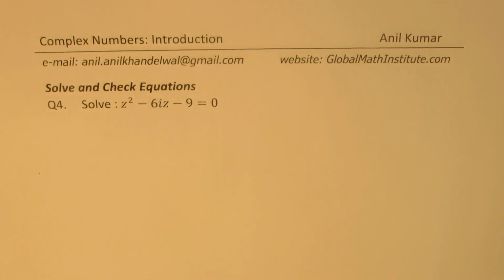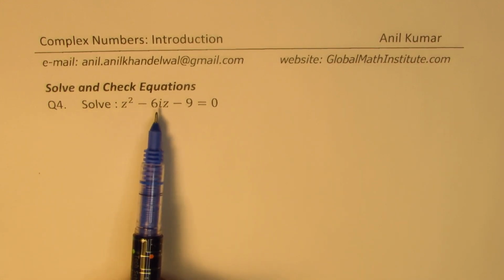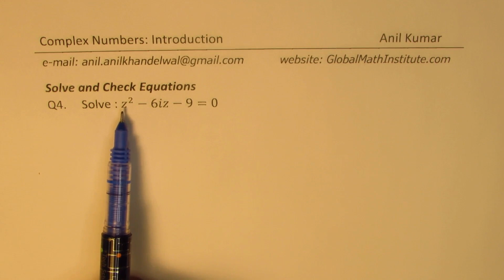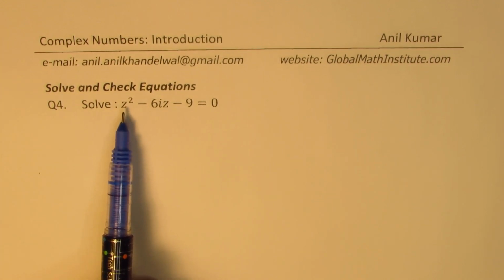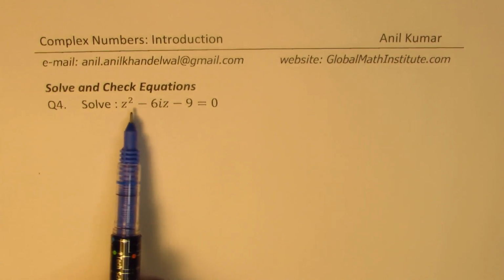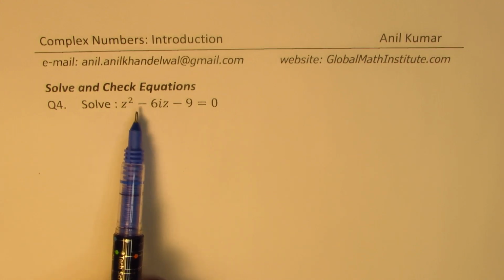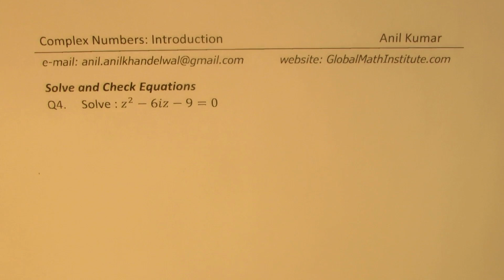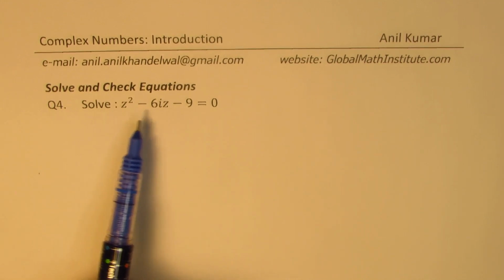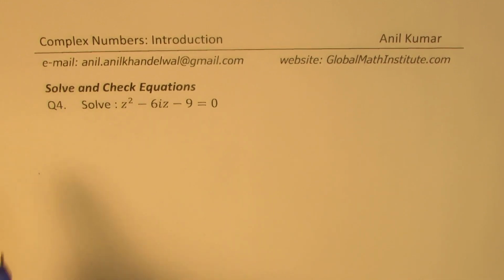This time in the example we have used z. To make it very clear that we're talking about complex numbers, we have avoided a, b and c now. We are using z instead of x and y, right? But the equation is slightly different. It's z squared minus 6iz minus 9 equals 0. Now let's figure out what kind of answer we get for such an equation.